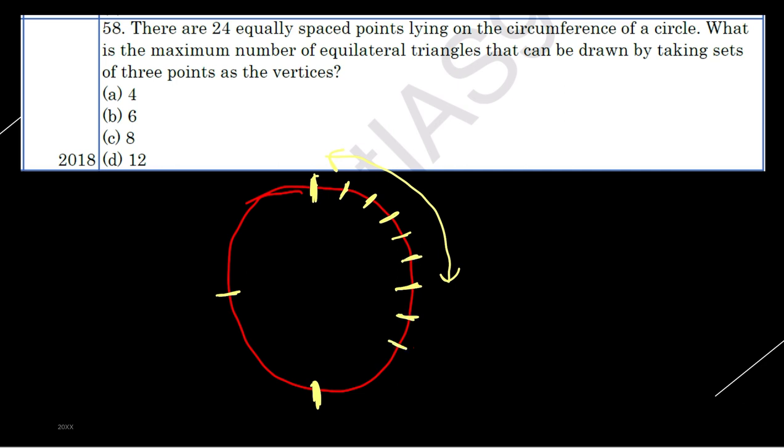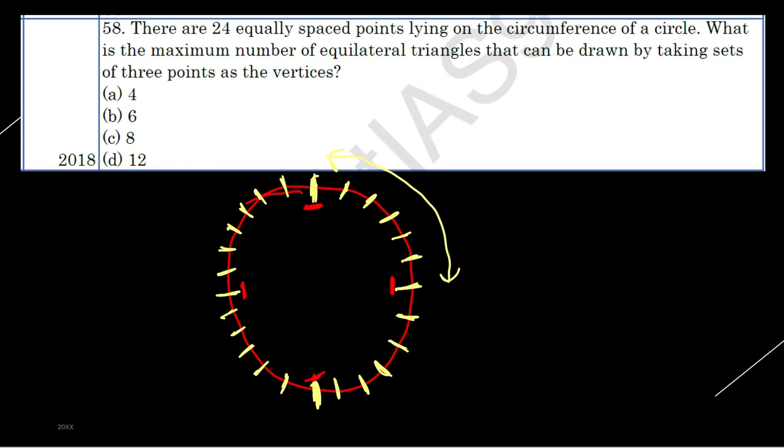Then 1, 2, 3, 4, 5 and 6 in each of the remaining quadrants. I hope this is clear. I'm just marking it. So this is how the 24 equidistant points look, right?